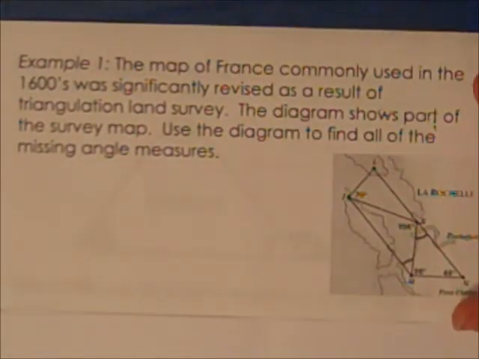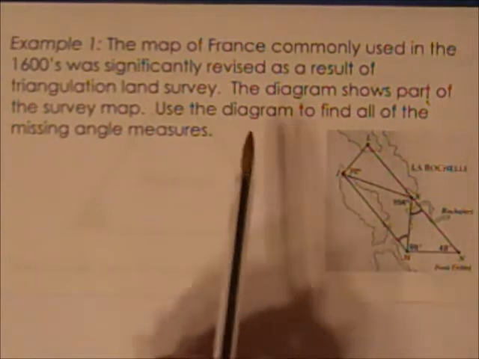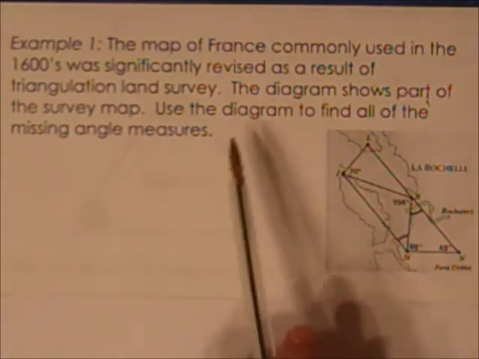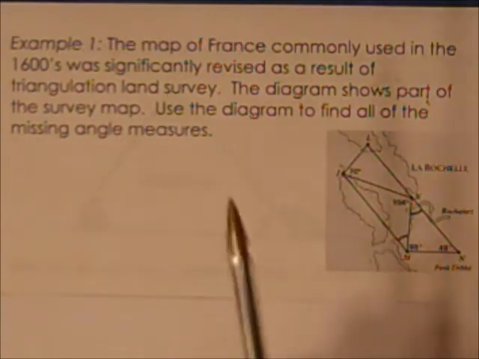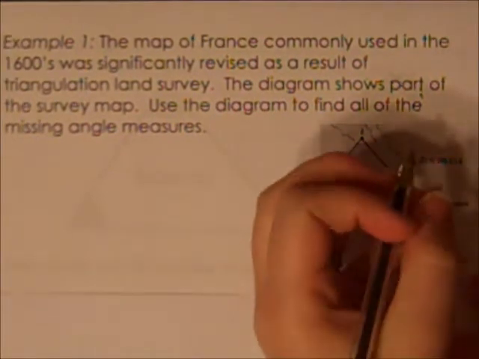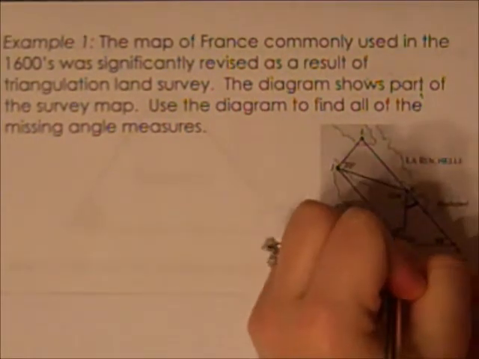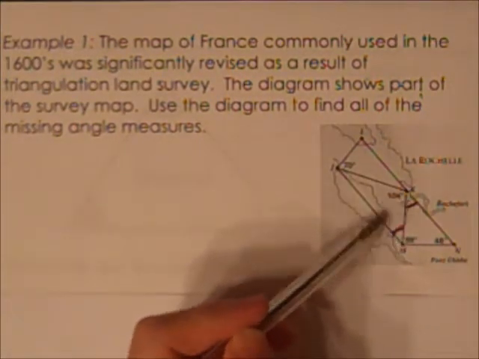All right, example 1. The map of France commonly used in the 1600s was significantly revised as a result of the Triangulation Land Survey. The diagram shows part of the survey land map. Use the diagram to find all the missing angle measures. This is kind of hard to see, but the only thing given to us is these two arc marks right here telling us angle NKM is congruent to angle KMJ.